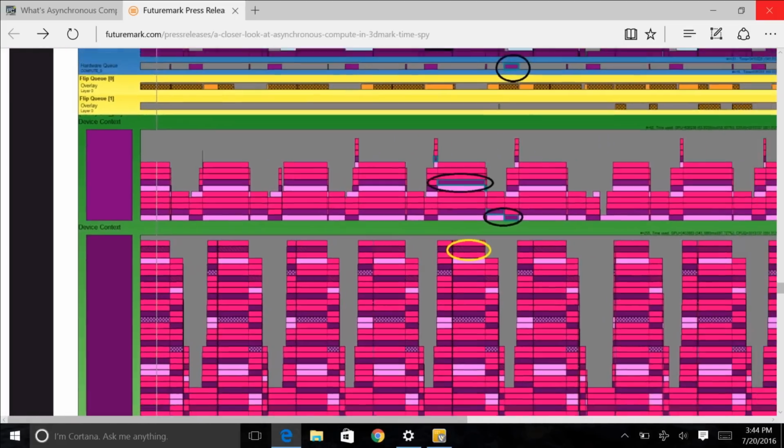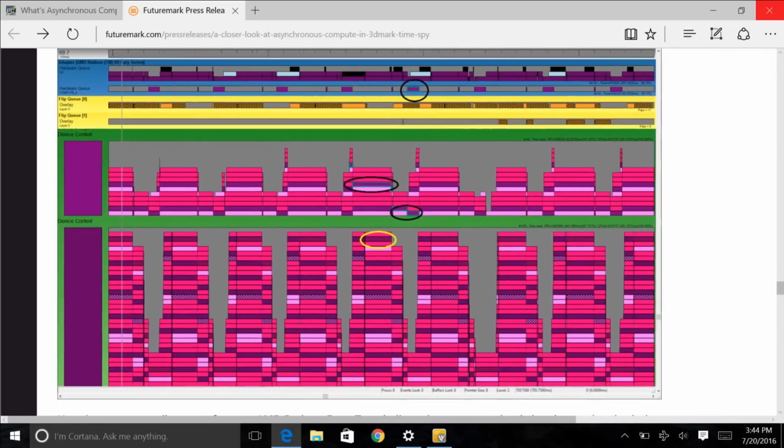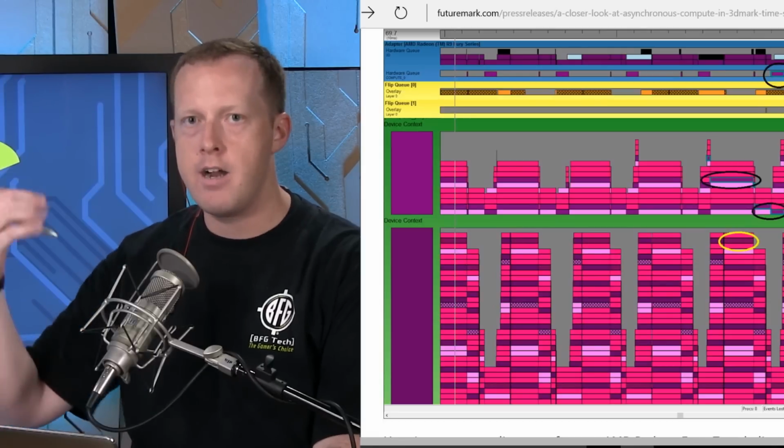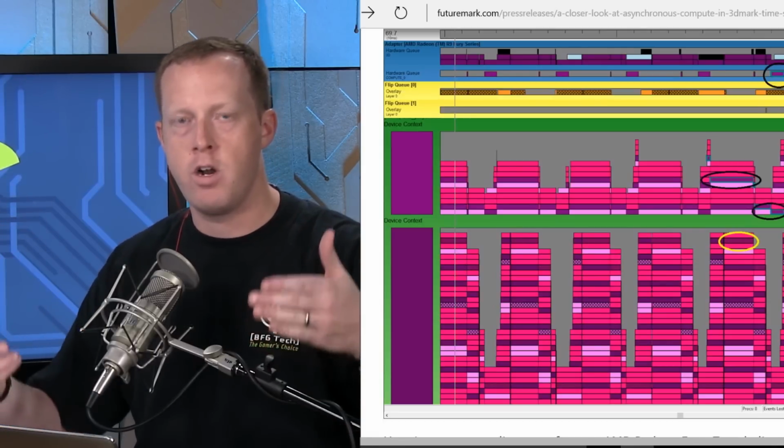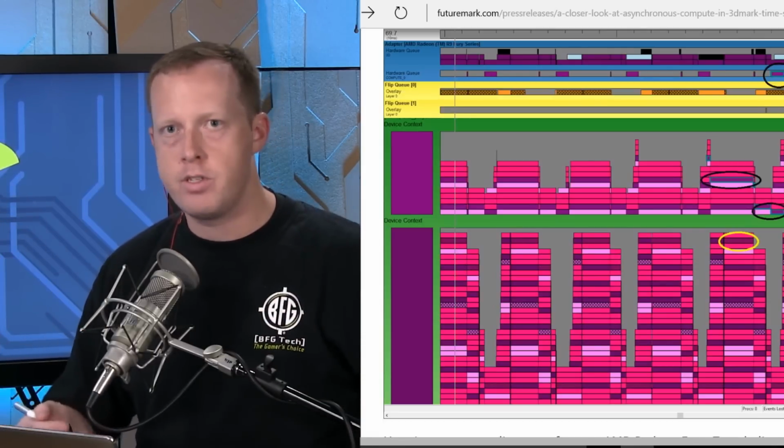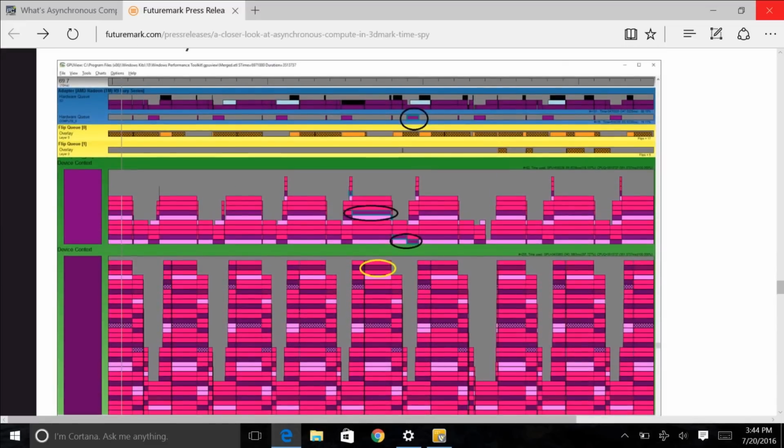Is there anything to the fact that the... I don't think so. Okay. So it depends on the work and the GPU itself.